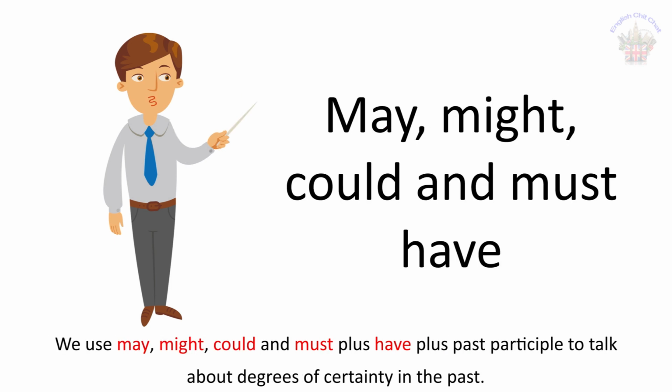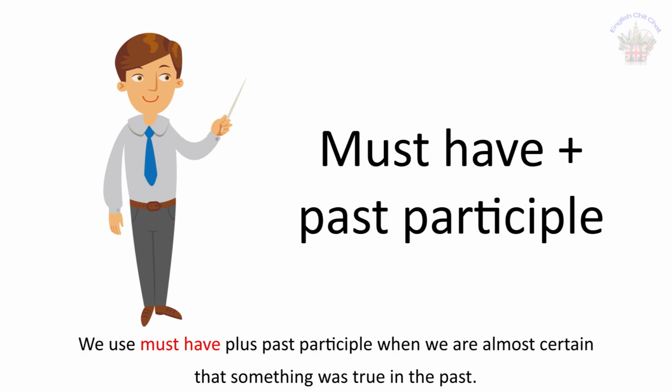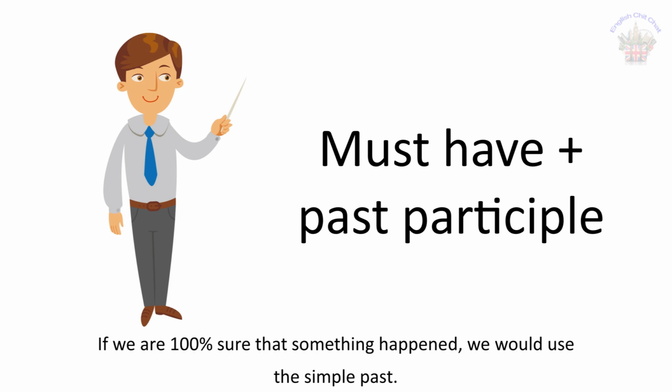We use may, might, could, and must plus have plus past participle to talk about degrees of certainty in the past. We use must have plus past participle when we are almost certain that something was true in the past. If we are 100% sure something happened, we would use the simple past.